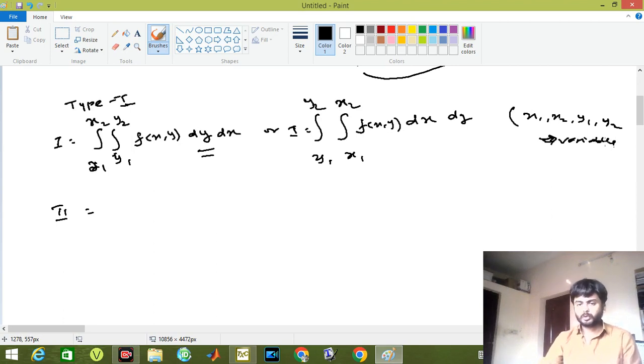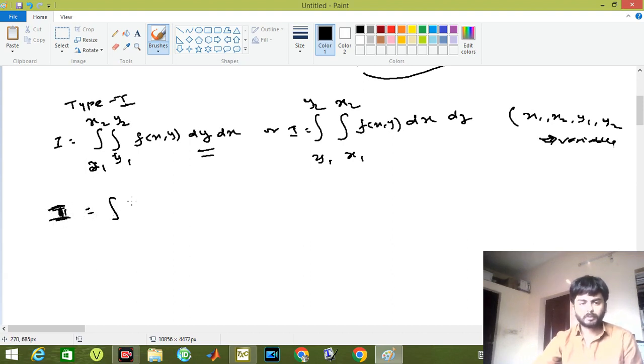Okay, so you have to act accordingly. That you have to remember. Then the second thing is, if I am having type 2, this is my I.